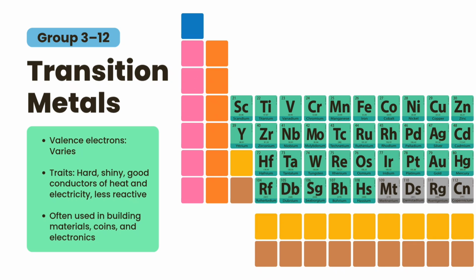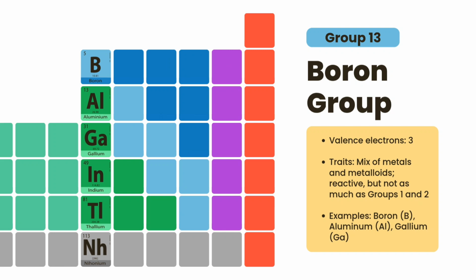Groups 3 to 12 are called transition metals. These include iron, copper, silver, gold, and many other useful metals. They are generally strong, shiny, good conductors of electricity and widely used in industries.